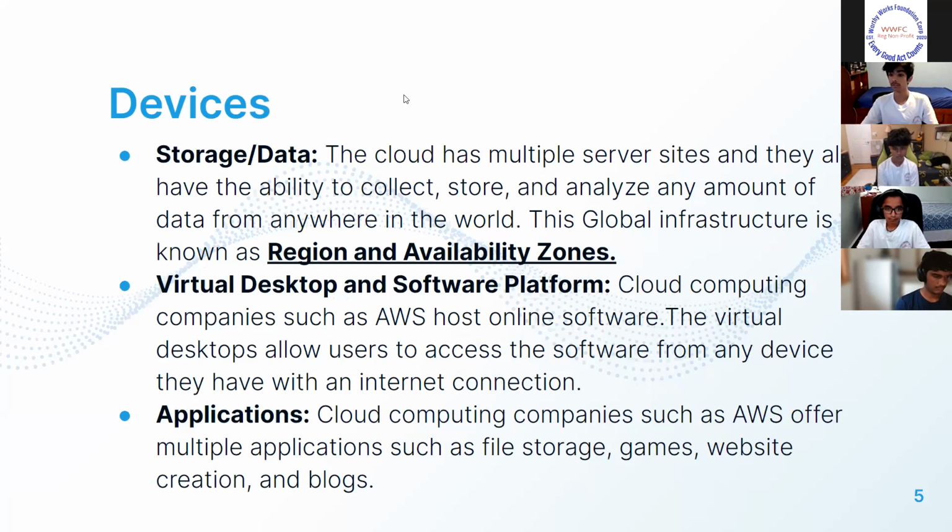So there are multiple devices in the cloud that basically allow users to do multiple different things. The first and the most important is storage and data. So the cloud has multiple server sites across the country, which all have the ability to collect, store, and analyze any amount of data from anywhere in the world. This global infrastructure is known as regions and availability zones. So we're actually going to be using AWS. That's Amazon Web Services cloud technology.